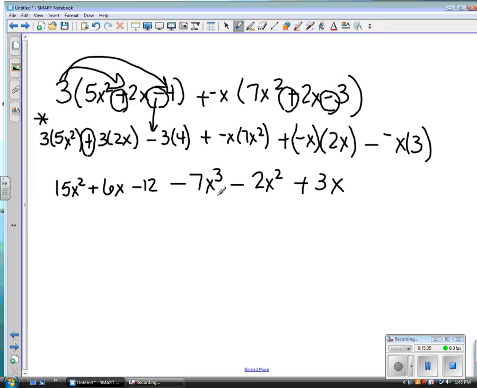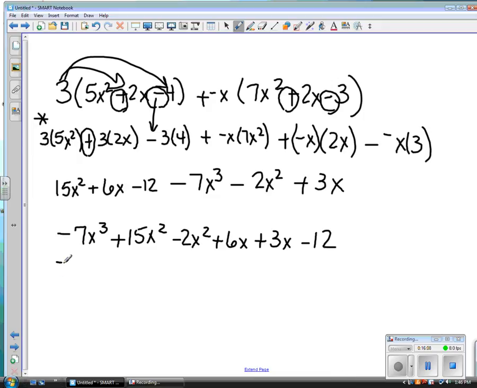From here, I need to get the things together. I'm going to start with my largest polynomial, which is the x cubed. So I can rewrite these using my commutative property, which is changing the orders around. I have 1, 2, 3, 4, 5, 6 terms up here, so I should have 6 terms here. I do, so I'm good. Make sure I didn't lose anything when I rewrote it.